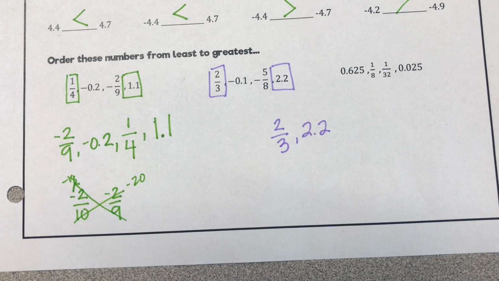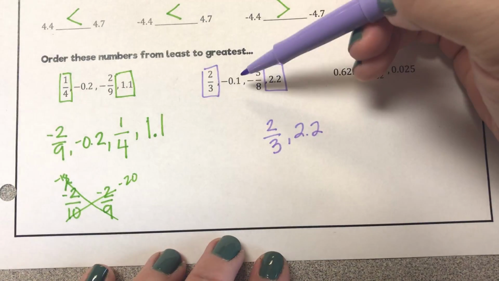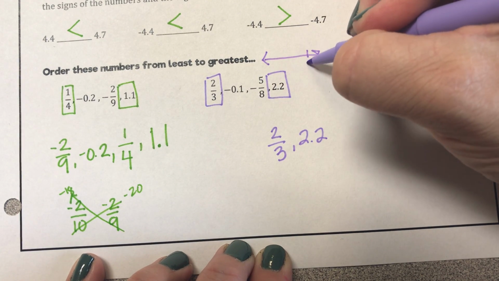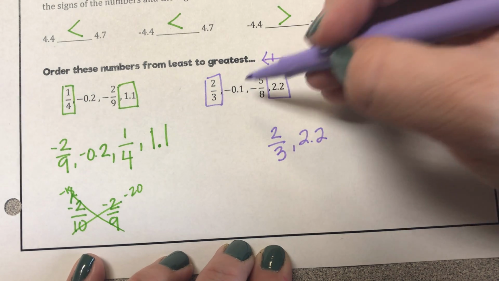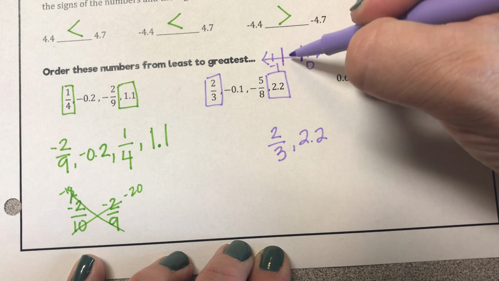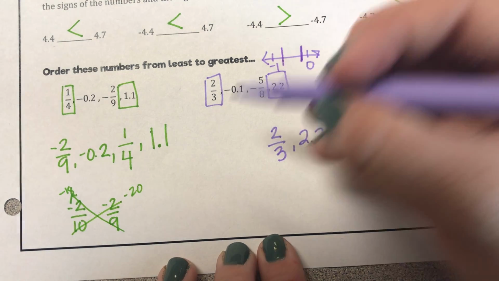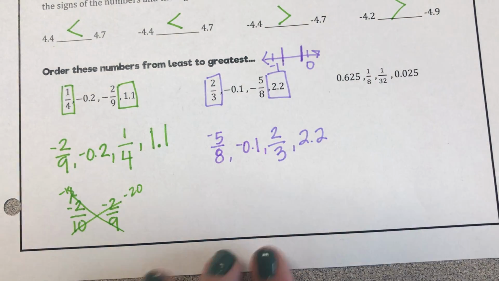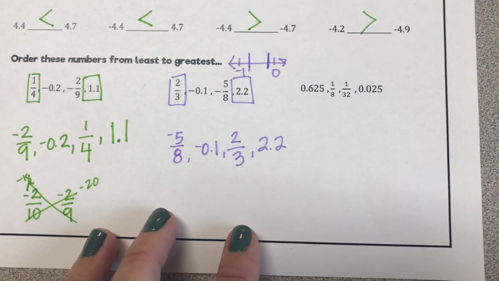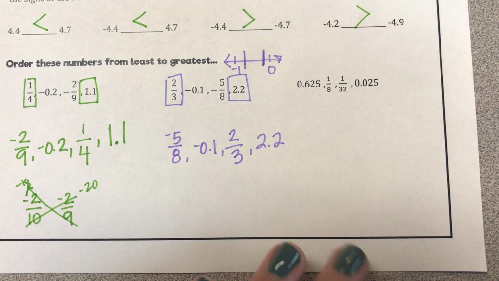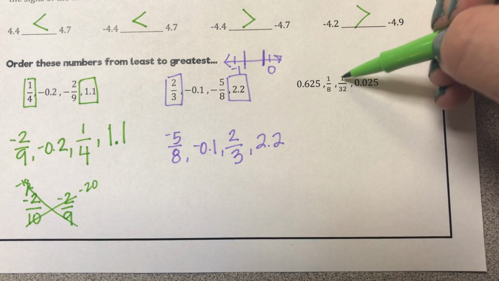Okay, just looking at it, if I were to think about it on a number line, right? If I have -0.1 and -5/8, right? If this is 0 and this is -1, -0.1 would be right here. -5/8 would be closer to -1 than 0. So I know -5/8 is going to be the smaller number. Okay, and then this last one, I have a whole bunch of positives, okay?